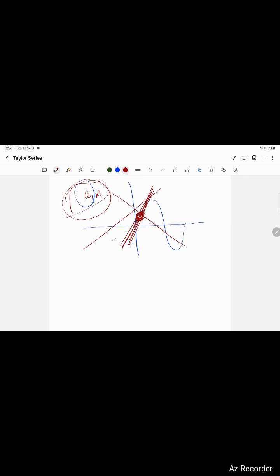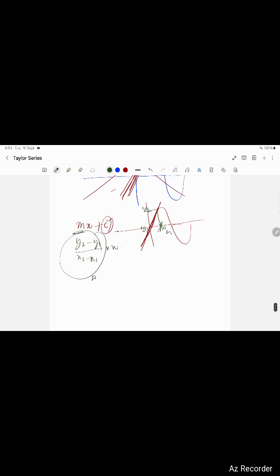Let us say we have this curve and we draw this tangential line. What is the equation of this tangential line? It is mx plus c, where c is here 0. And how will m be found? It is the slope, basically y2 minus y1 divided by x2 minus x1, multiplied by x. This slope m is also called the first derivative, f dash of x.